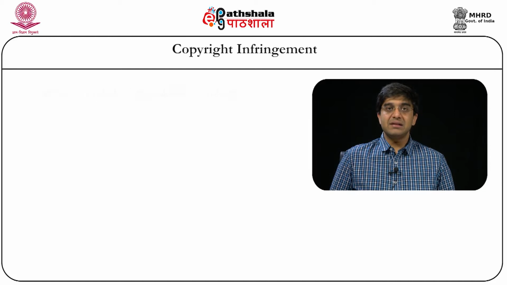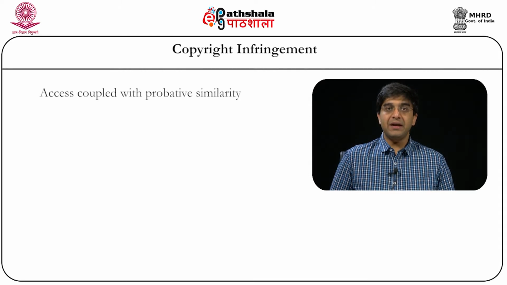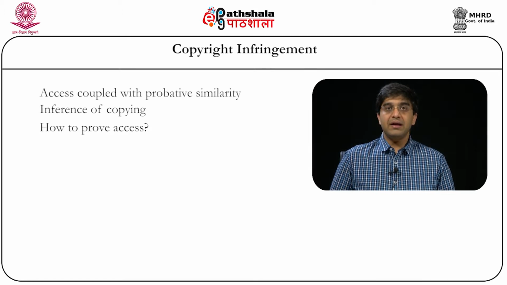And apart from the access, the plaintiff needs to also show that there is probative similarity between the plaintiff's work and the defendant's work. By showing access to the plaintiff's work, the plaintiff shows that an inference can be made that the defendant must have copied the plaintiff's work. Thus, the plaintiff needs to show that the defendant either had direct access, or by virtue of the fact that the plaintiff's work was so widely disseminated, it can be presumed that the defendant has access to the work.